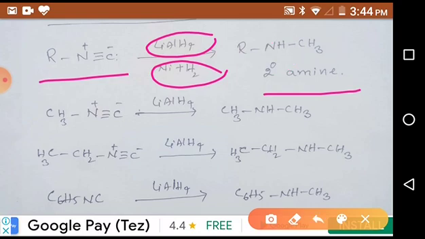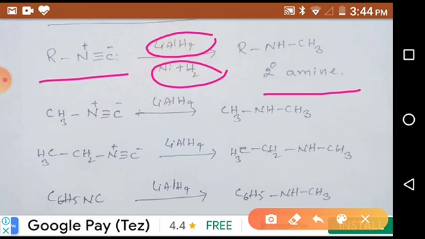We can differentiate isocyanides from cyanides using this reaction also. Cyanides give primary amines with the same number of carbons, and in the same reaction isocyanides give secondary amines with the same number of carbons.